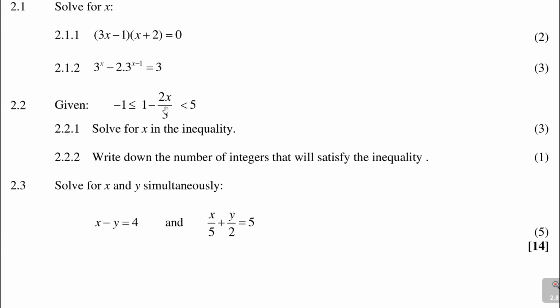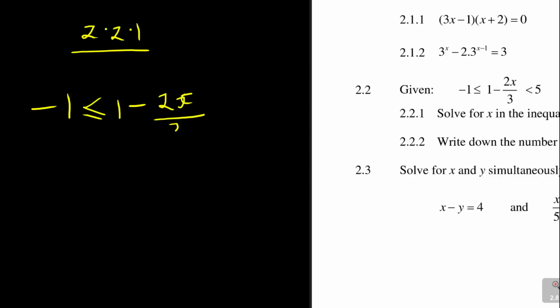Usually, it's solving for x, but there is a next part. Write down the number of integers that will satisfy this inequality. Here we're solving for x, so I almost missed the other one. So it's what? We're looking at 2.2.1. When you're solving for x, I've got minus 1 is less than or equal to 1 minus 2x, over 3, which is less than 5. So minus 1 is less than or equal to 1 minus that, which is less than 5.